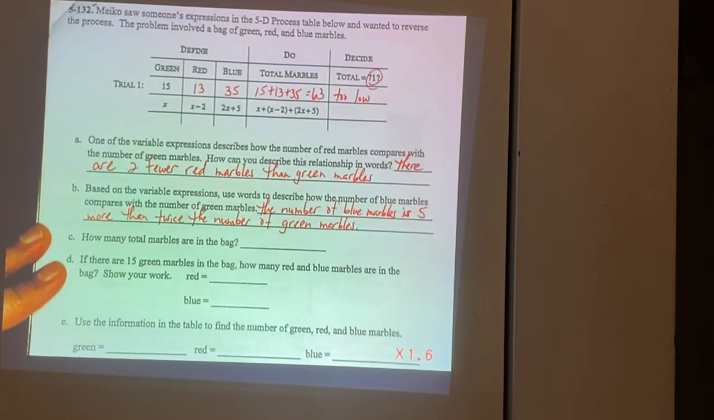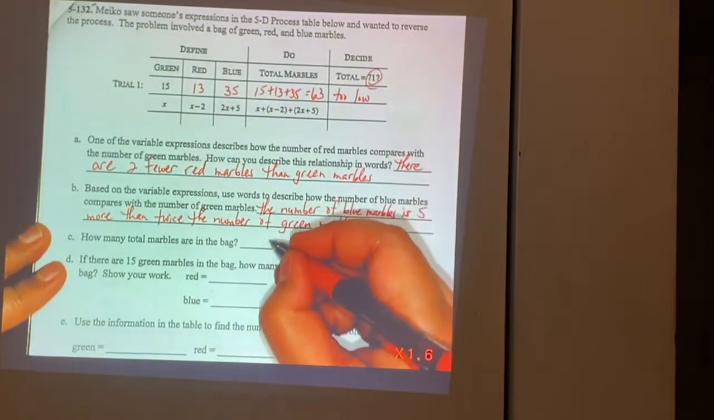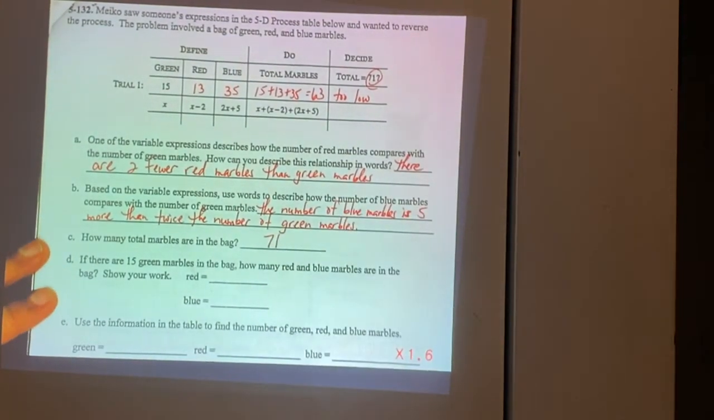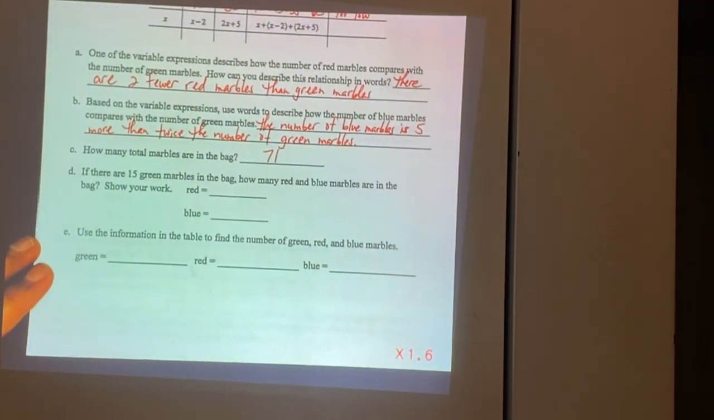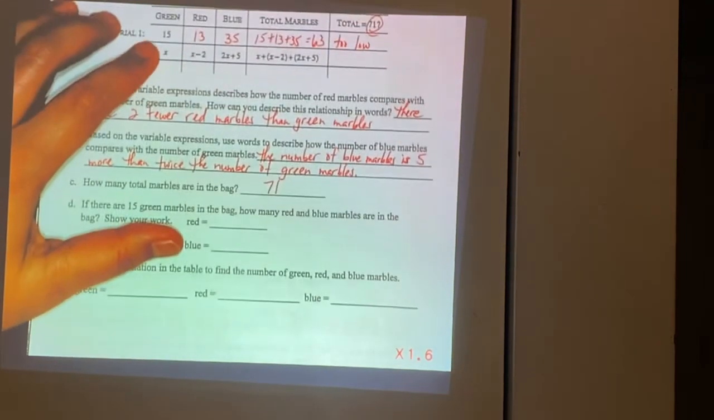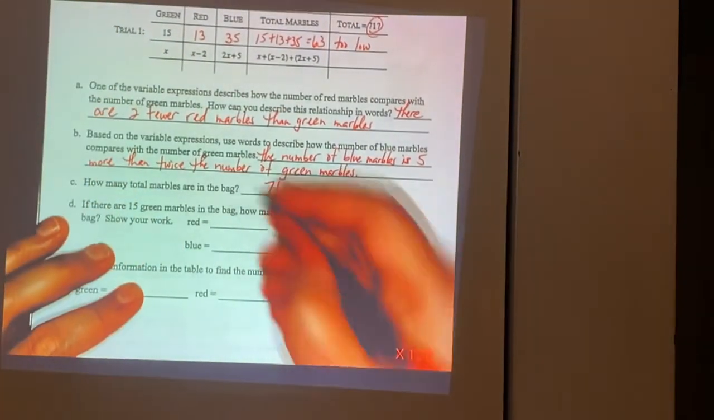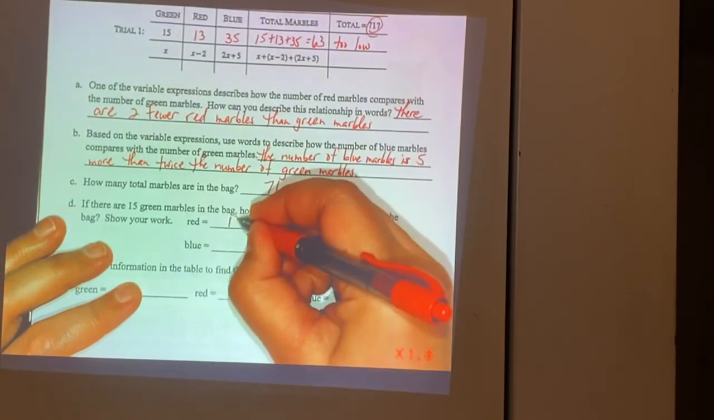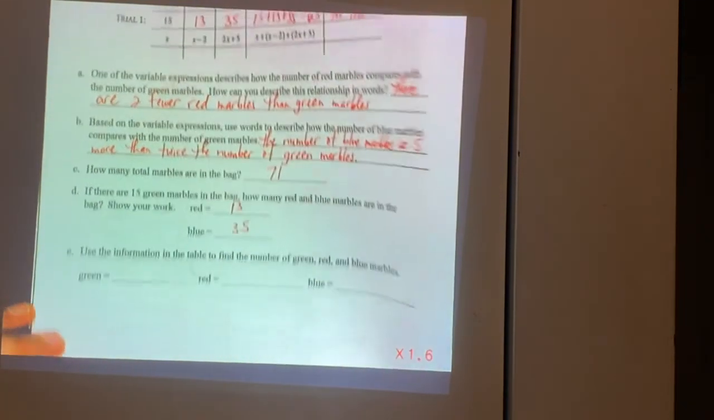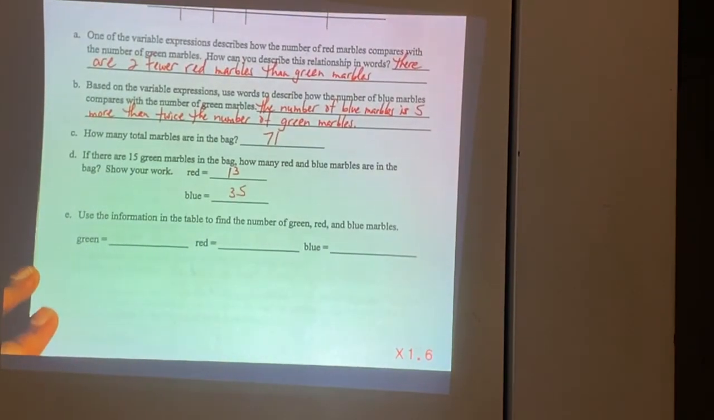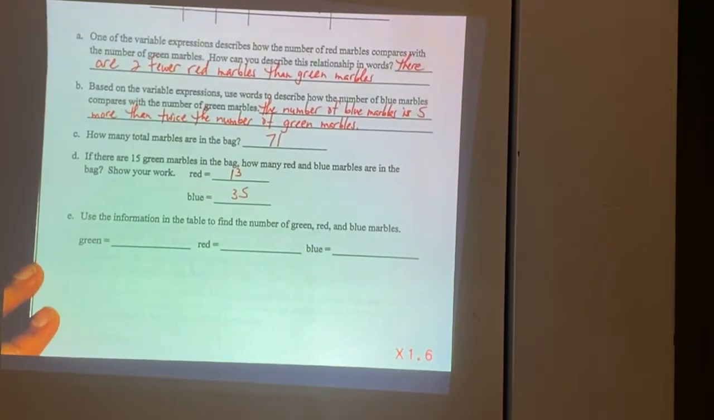So how many marbles are in the bag? Well, my target number was 71. Okay. Let's pick this up. If there are 15 green marbles in the bag from up here, how many are red? 13. How many are blue? 35. Okay. E. Use the information in the table to find the answer.